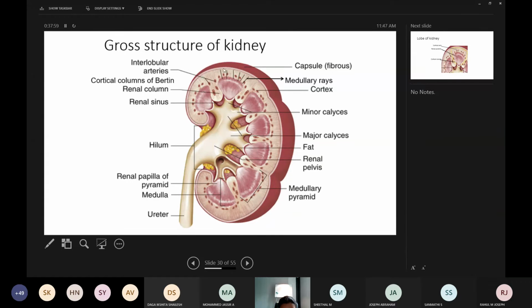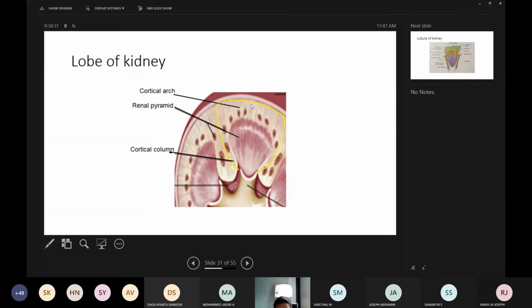Okay. This cortex projects in between the two renal pyramids, which is called the cortical column of Bertini. These are the renal cortical columns. These are the cortical columns which project in between the renal pyramids. The cortex contains the secretory part of the nephron. Then the medulla, the pyramids, contain the collecting ducts.